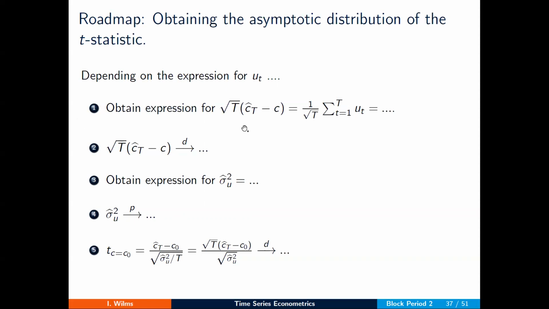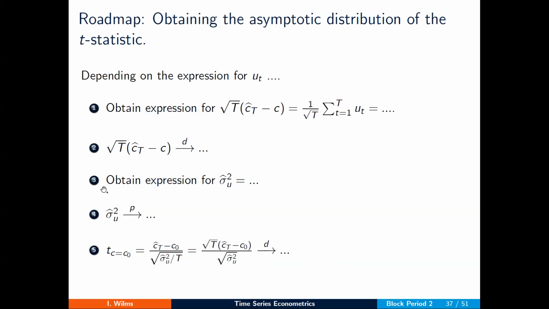When we develop the numerator, we first write it in terms of our error terms, u_t. Note that this rewriting does not depend on the expression of our process u_t, and we actually already derived this expression on the previous slide. Next, we need to further write out the scaled average of the error process u_t, which will depend on what u_t is. And then we will establish the convergence result for the numerator.